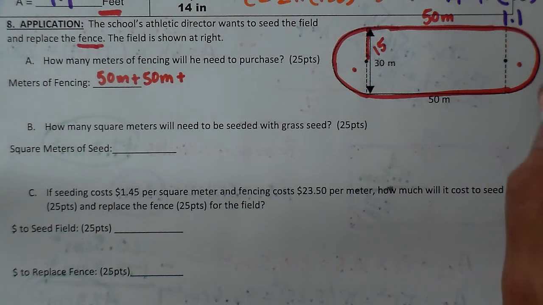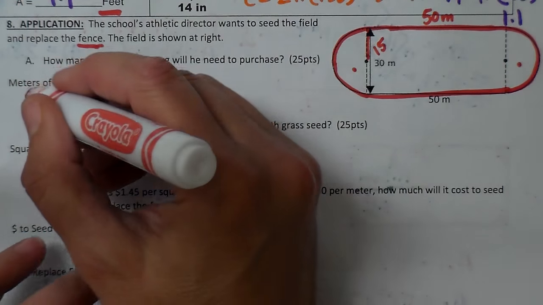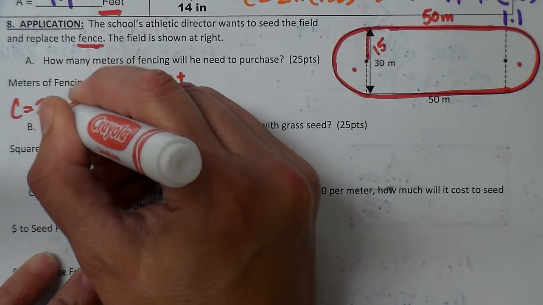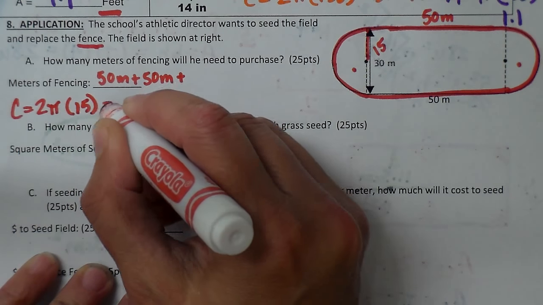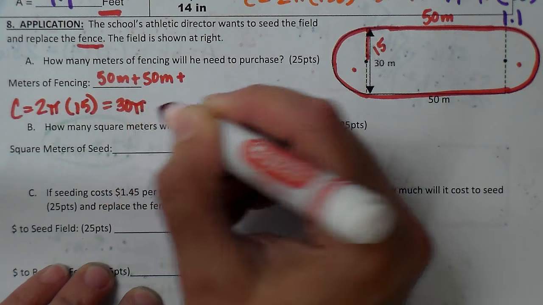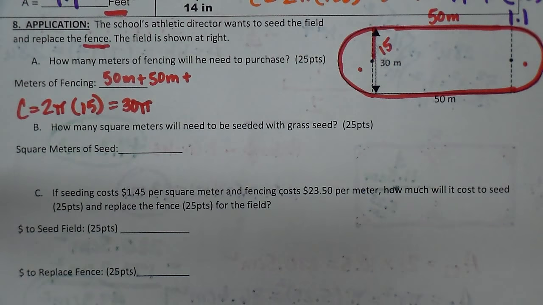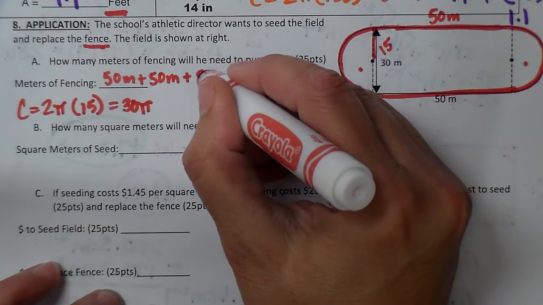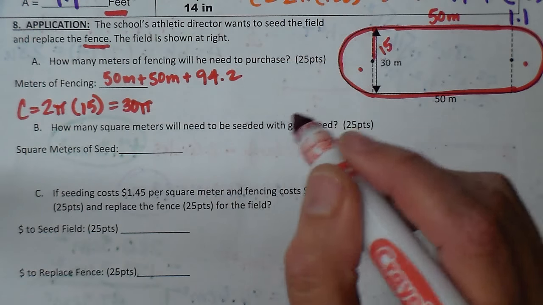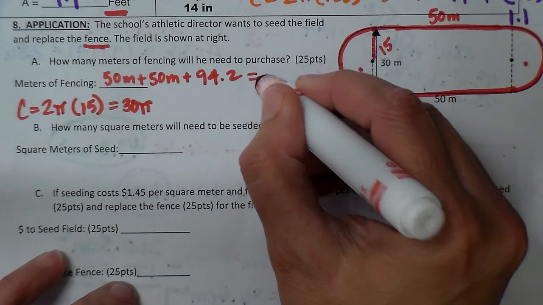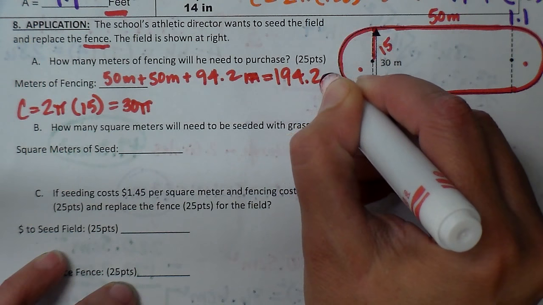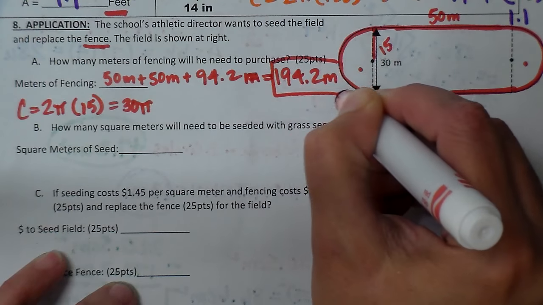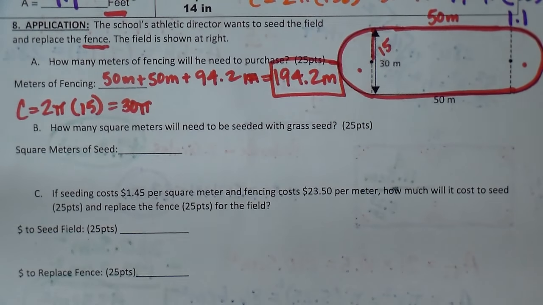So I'm going to do the circumference of 1 circle. The circumference is 2 times pi times 15. And that's going to give me 30 pi, which is 94.2. So in total, that's meters. In total, we'll need 194.2 meters of fencing to cover that in.